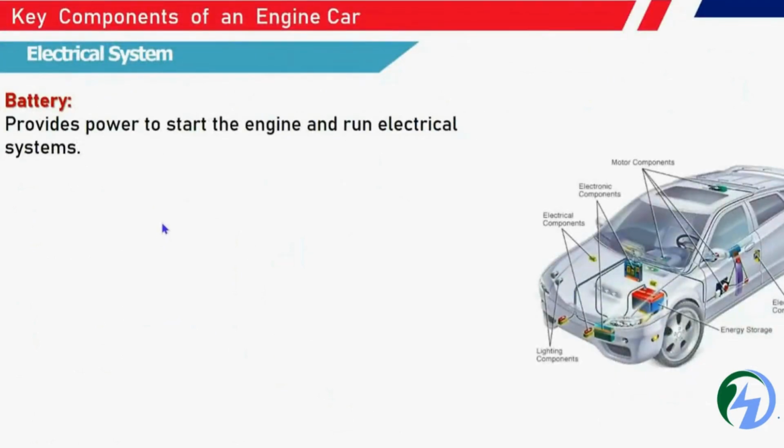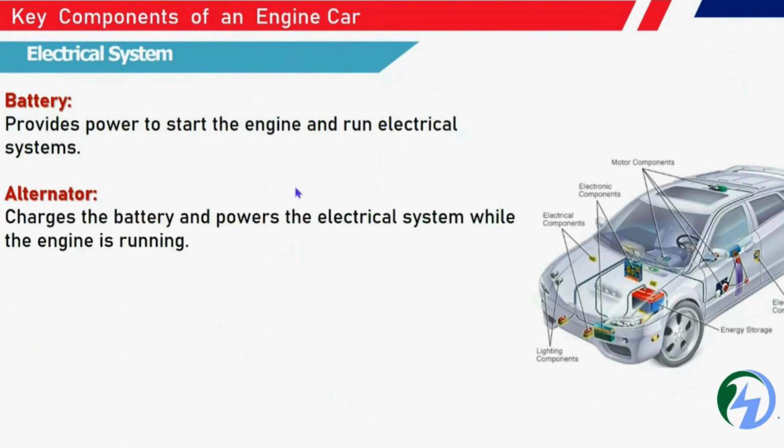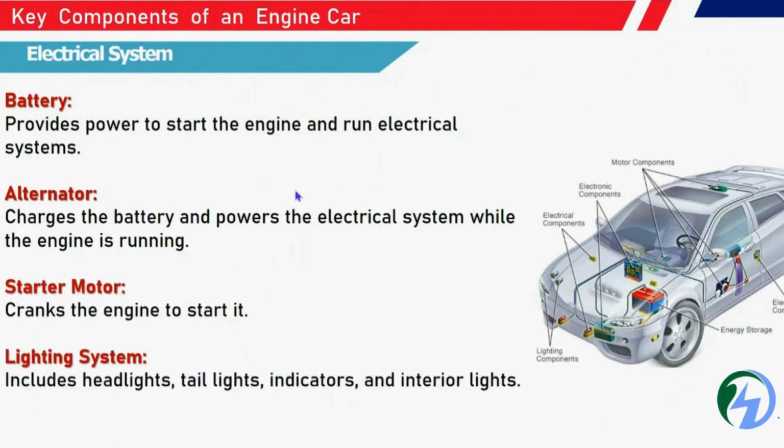So the battery will provide power to start the engine and run the electrical system. That is the first part. The alternator charges the battery and powers the electrical system when the engine is running. And the starter motor cranks the engine to start. The lighting system includes headlights, tail lights, indicators, and the interior light. And infotainment, where the driver can see the touch screen, audio screen, and navigation.